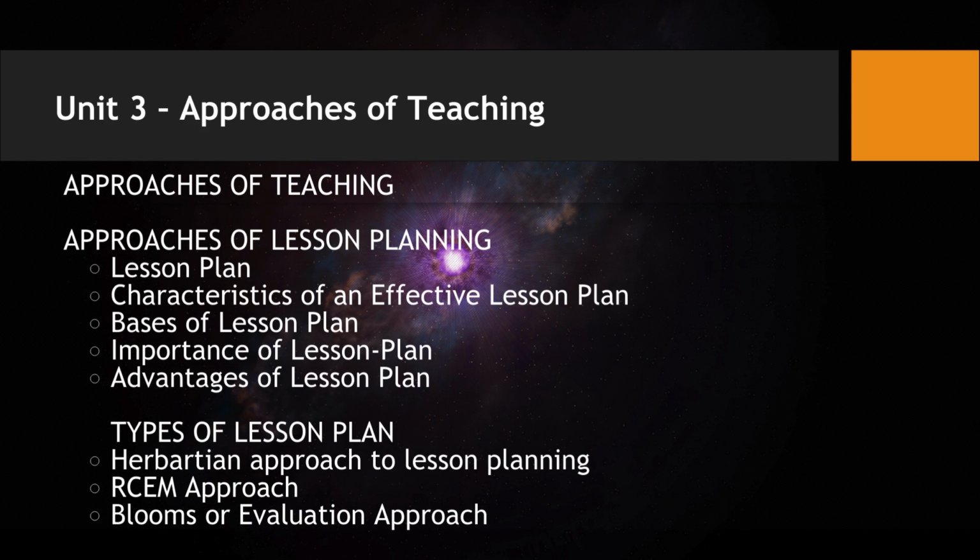Lesson plan format. There are 5 columns provided in the lesson plan format. The first column, steps, includes the motivation, lesson development, recapitulation, and assignments. The second column, specification. The instructional objectives are written in the form of specifications.